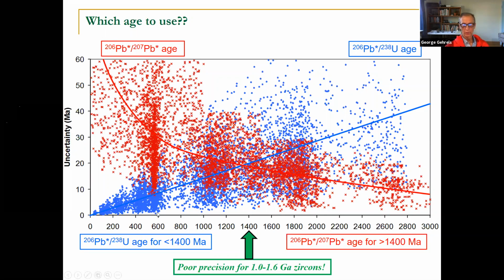You want to use 206, 238 for young systems. You want to use 206, 207 for old systems. And this is the bad news, that neither of these systems are very precise for middle-aged zircons, Proterozoic zircons, 1.0 to 1.6. This is the toughest part of geologic time for us to work in the uranium lead system.